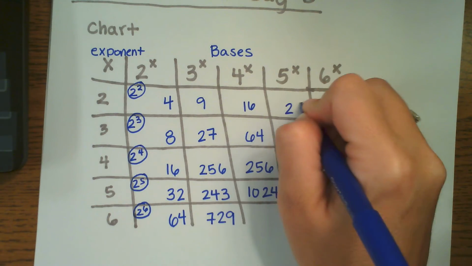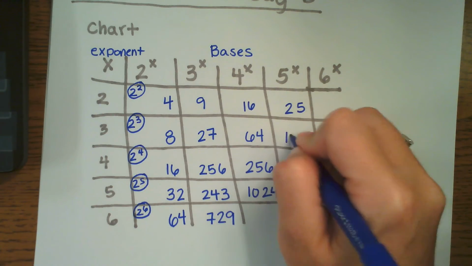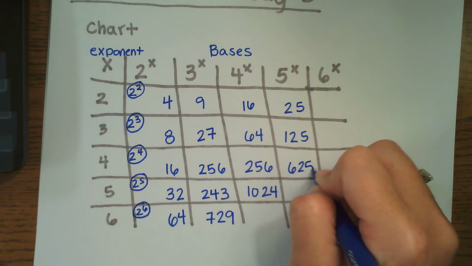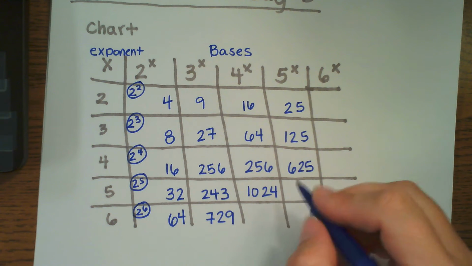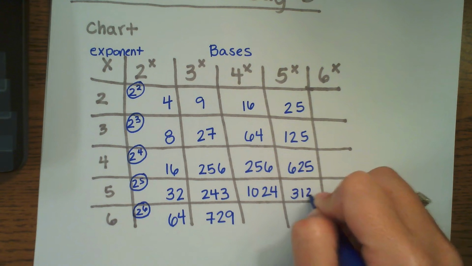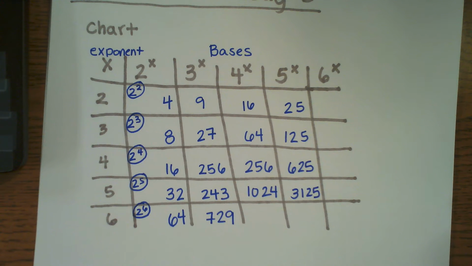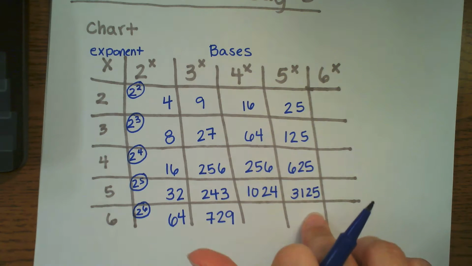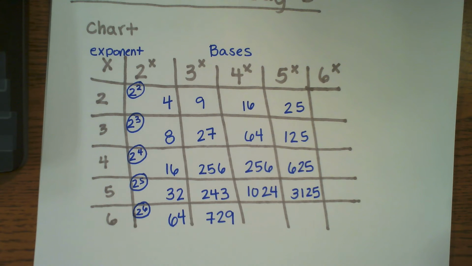Five squared is 25. 5 to the third is 125. 5 to the fourth is 625. And 5 to the fifth is 3,125. That's interesting, they all end in 25.